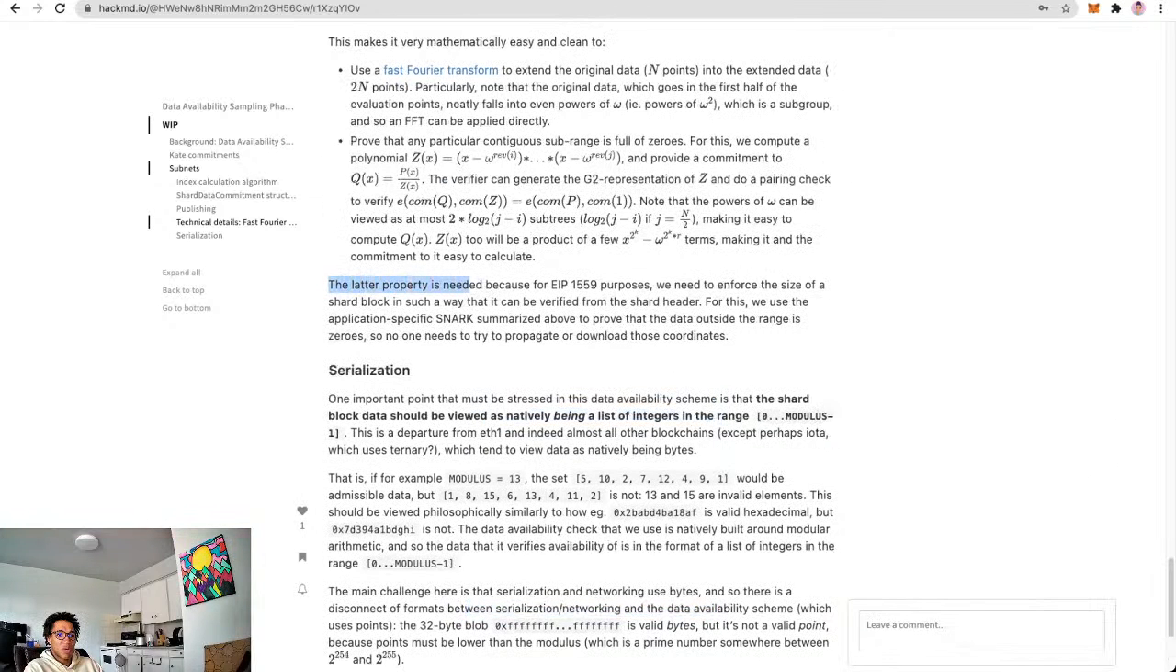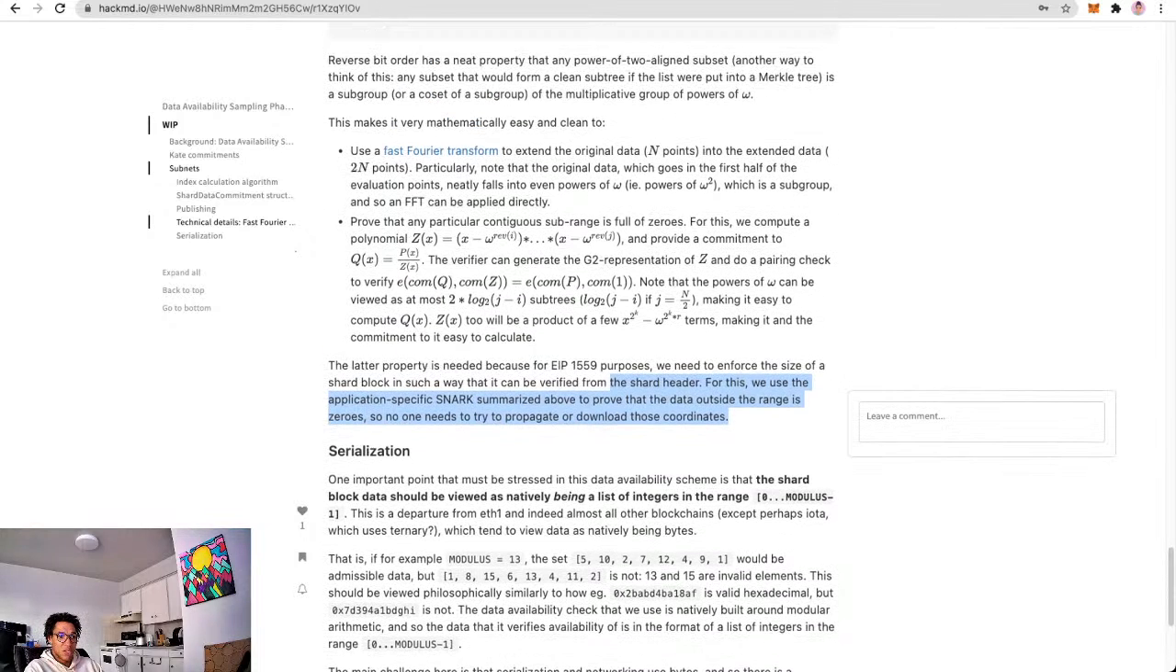A lot of property is needed because for EIP purposes, we need to enforce the size of a shard block in such a way that it can be verified from the shard header. For this, we use the application-specific snark summarized above to prove the data outside the range is zeros, so no one needs to try to propagate or download those coordinates.